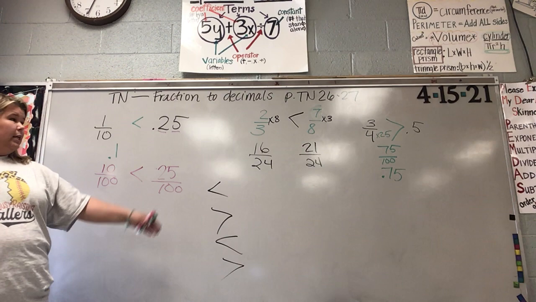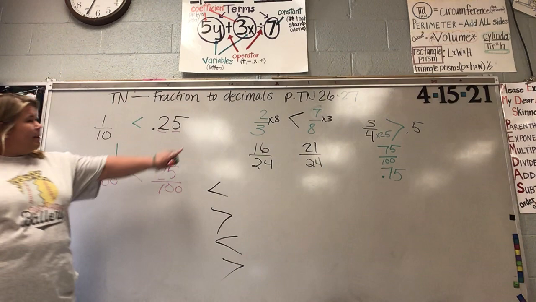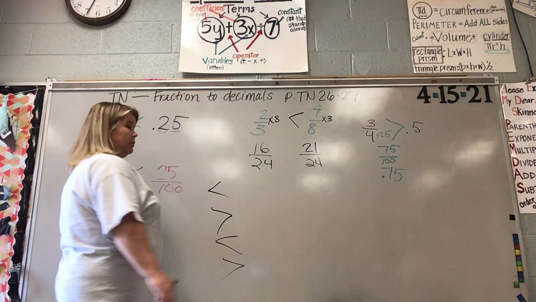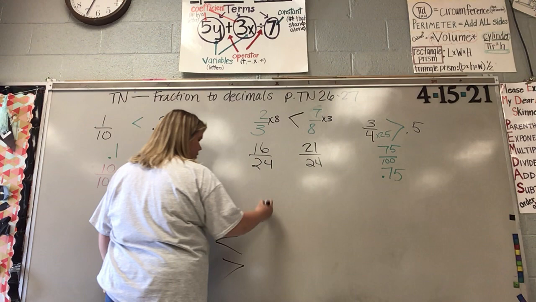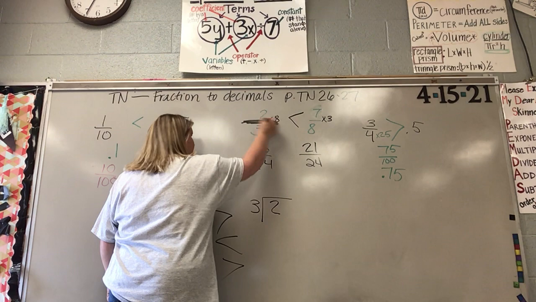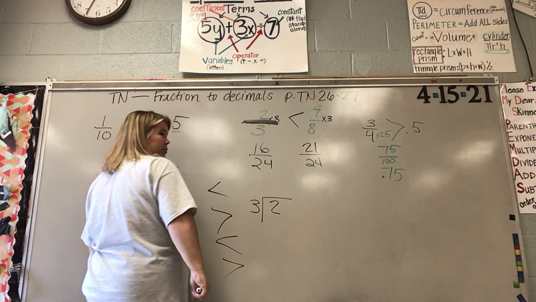Now, we're going to make these into decimals also. How would I make 2/3 into a decimal? What are we doing? What operation? Divide. Who goes in the house? 2. Top dog. Because this line always means, fractions always mean to divide. The line always means to divide. So 3 goes into 2? 0. Therefore, I have a decimal and a 0.